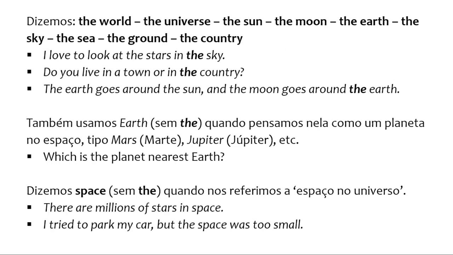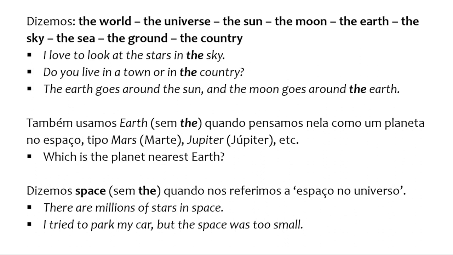Nós dizemos the world, the universe. The sun, the moon, the earth, the sky, the sea, the ground e the country, quando the country significar no interior, no campo. Olha os exemplos. I love to look at the stars in the sky. Vou ter que colocar o the. Eu adoro olhar as estrelas no céu. In the sky. Do you live in a town or in the country? Você mora numa cidade ou no interior, ou no campo?